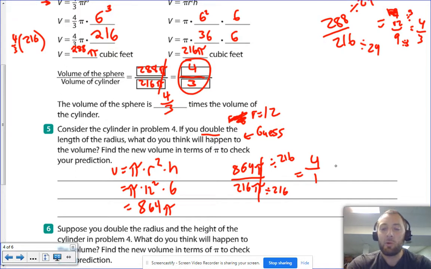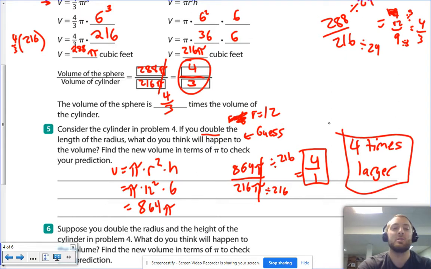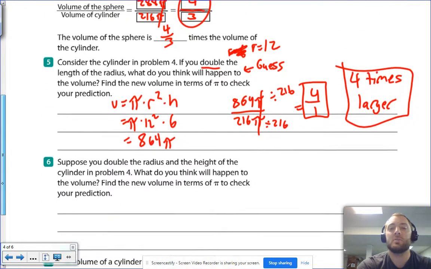So 4 over 1, meaning it's 4 times larger. That's interesting, isn't it? It's 4 times larger. So let's maybe use that guess and try number 6.